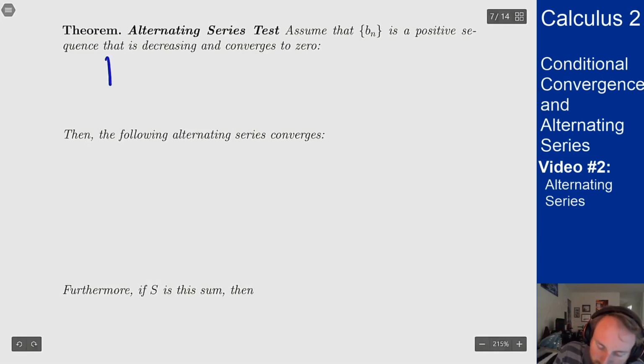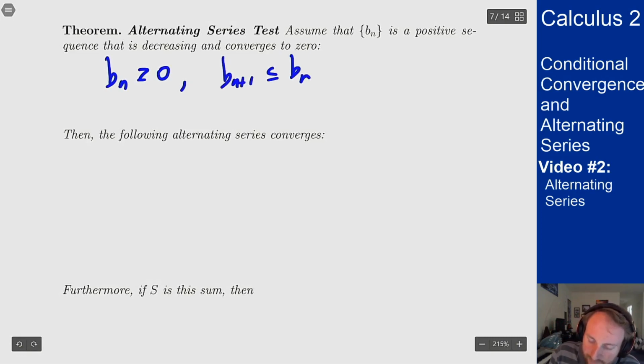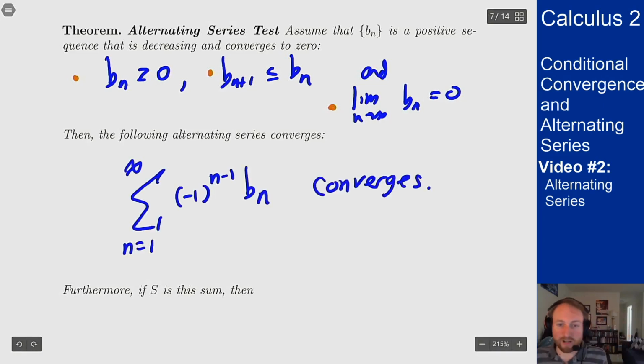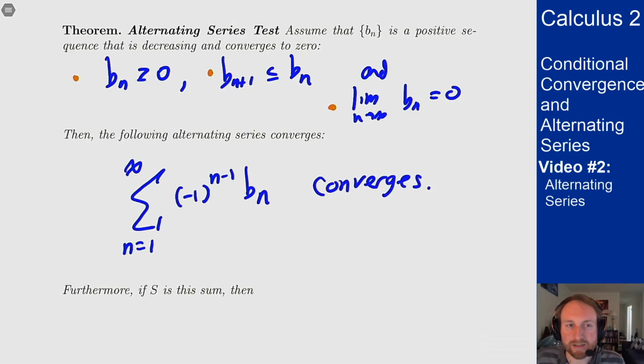i.e. every single term is positive, every term is less than or equal to the one before it, and the limit is 0. So if I assume just those three conditions, I get that this alternating series converges. And that's all I need. If I take a sequence that is positive, decreasing, and converges to 0, then if I form the alternating series with those terms, I get that it converges. For free. No more work than that.